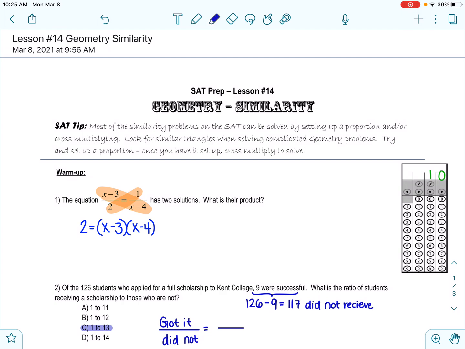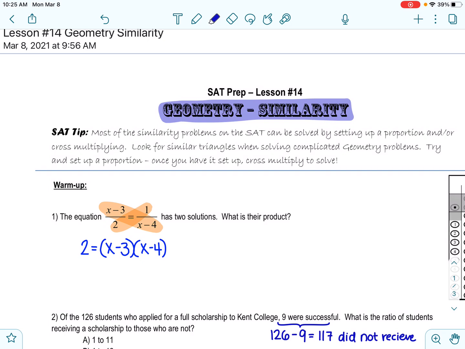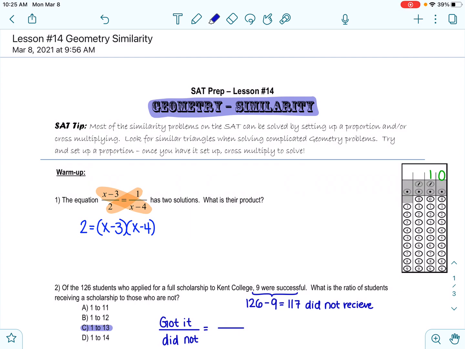And this lesson is about geometry, similarity. So really, when we talk about similarity, we're really talking about proportions. So things that are proportionally related, making proportions, solving equations with proportions, and of course some geometry is all involved in this lesson. Here's a tip for you.